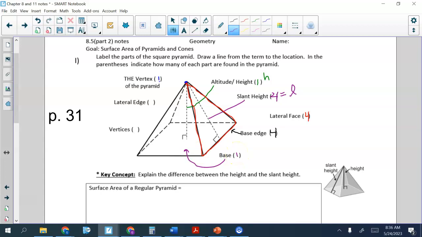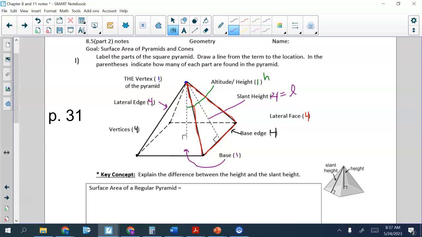Square, rectangle, triangle, pentagon. The vertices, in our case, there are 4 vertices down here at the base. And then the lateral edge, this is going to be, so not the slant height, but the side of the pyramid that goes from the top point down to the bottom corner. So in our case, there are 4 lateral edges.